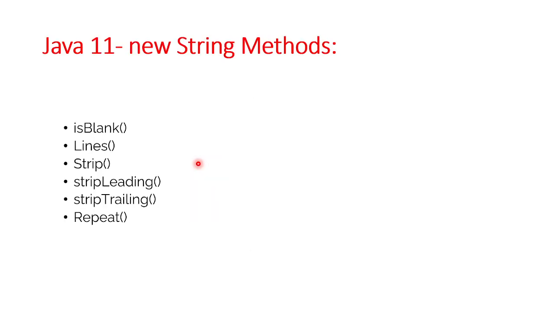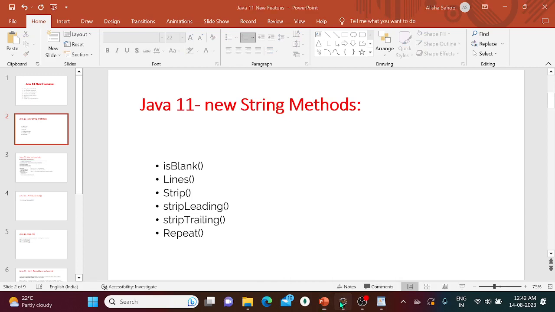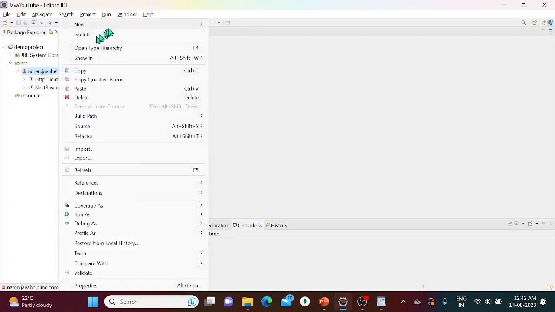Let's understand. So the first feature is new string methods in the String class. These are the methods: isBlank, lines, strip, stripLeading, stripTrailing, repeat. All these methods can reduce the amount of boilerplate code involved in manipulating string objects and save us from having to import libraries. So these are very important methods. Let's see one by one. I will create a demo class to make you understand.